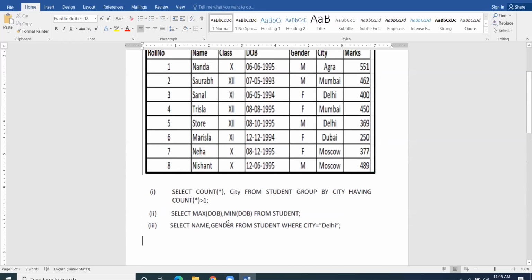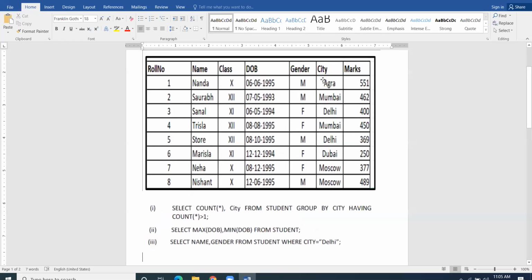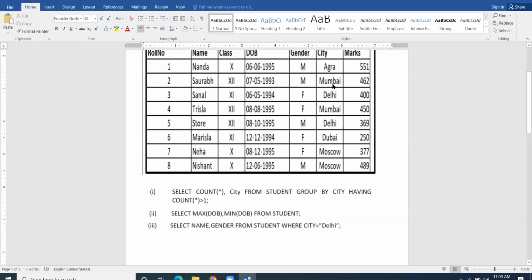Select count star comma city from student group by city having count star more than 1. Group by means you have to create a group, but here the group is on the basis of the city, and this is my city column. We have to count the total occurrence of each city in the table student, right?